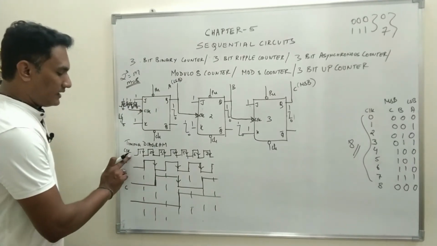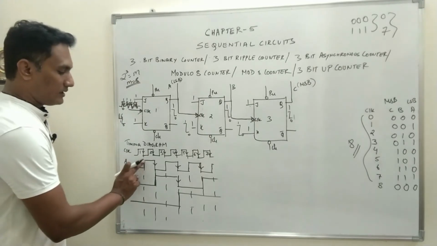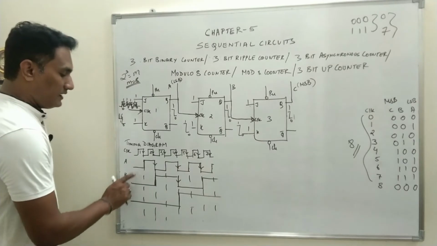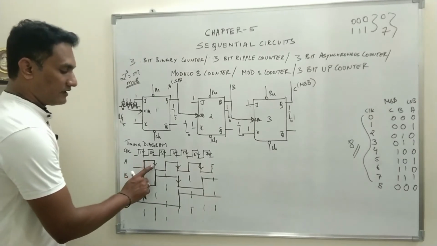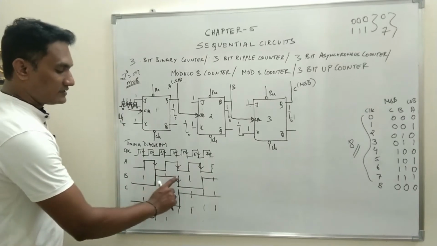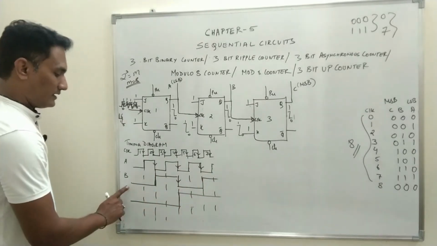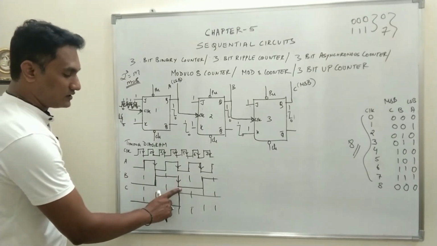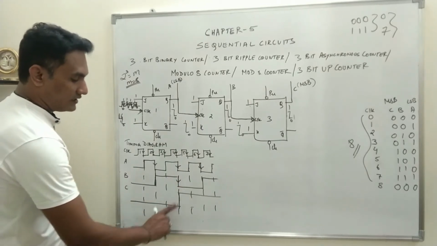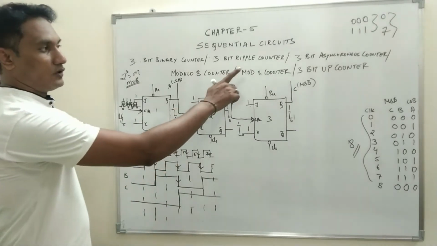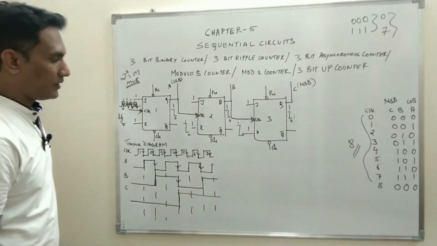A will depend upon the clock. With each applied clock pulse, A will change from 0 to 1 and 1 to 0. And B will depend upon A. Whenever A goes from 1 to 0, just draw the arrow mark and accordingly change the condition of B. And C will depend upon B, therefore draw an arrow mark whenever B goes from 1 to 0, and there you change the condition of C. This will be the timing diagram of the modulo 8 counter or 3-bit up counter.